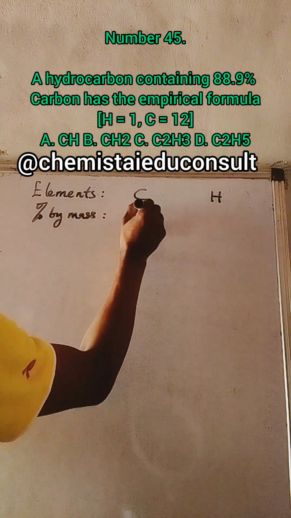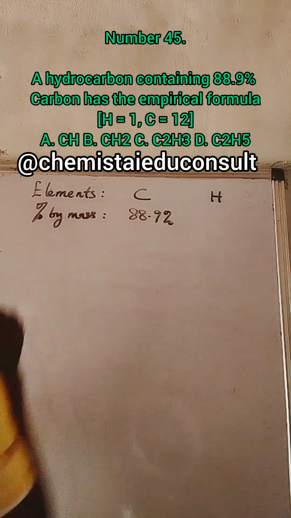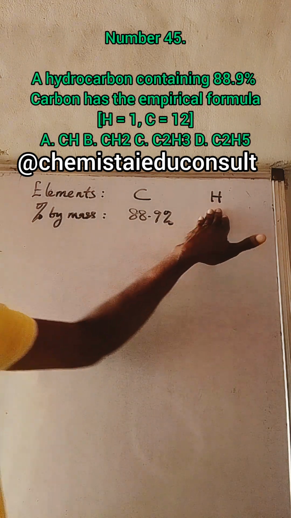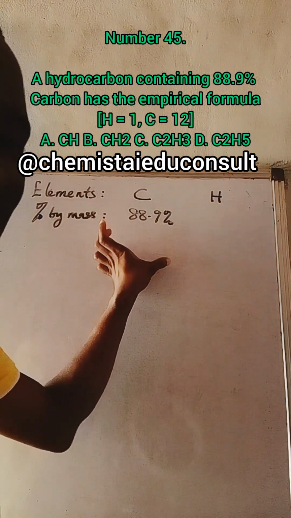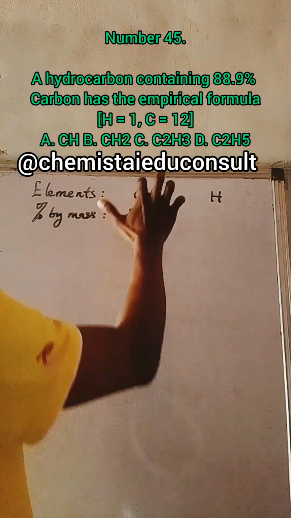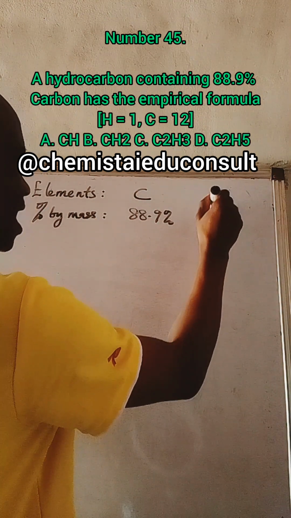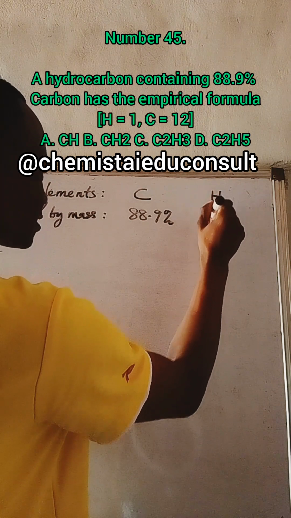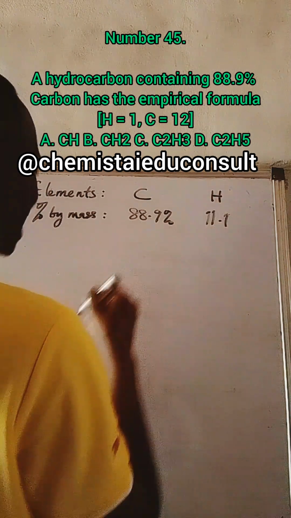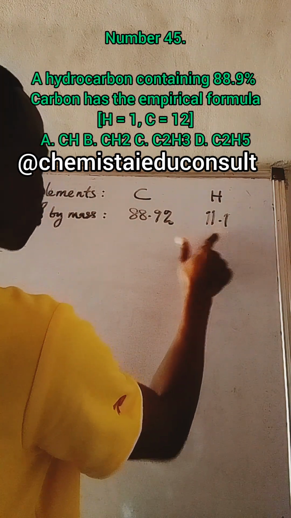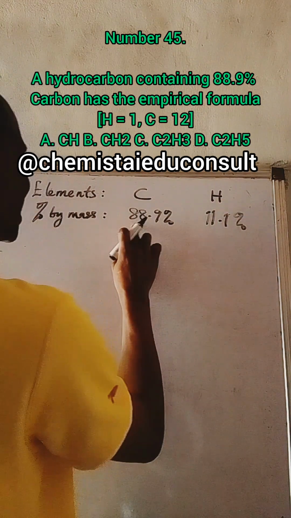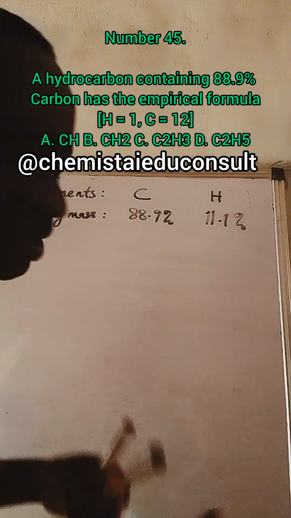Carbon was given as 88.9%. Hydrogen was not given. But common sense will tell you that if carbon is 88.9%, hydrogen should be 11.1%. So that if you add 11.1% to 88.9%, you get 100%.